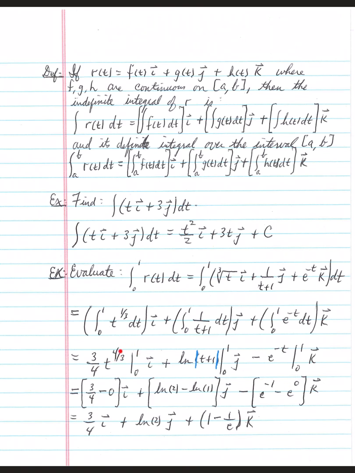1 to the 4/3 is 1 times 3/4. 0 subbed in is 0. Natural log of 1 plus 1 is 2. Natural log of 0 plus 1 is 1. And that's our j component. And then now finally for our k component, negative. I chose to leave the negative out. That way I can just strictly do e to the negative 1 minus e to the 0. 3/4 i. Natural log of 1 is 0, so it's natural log 2 of the j component.